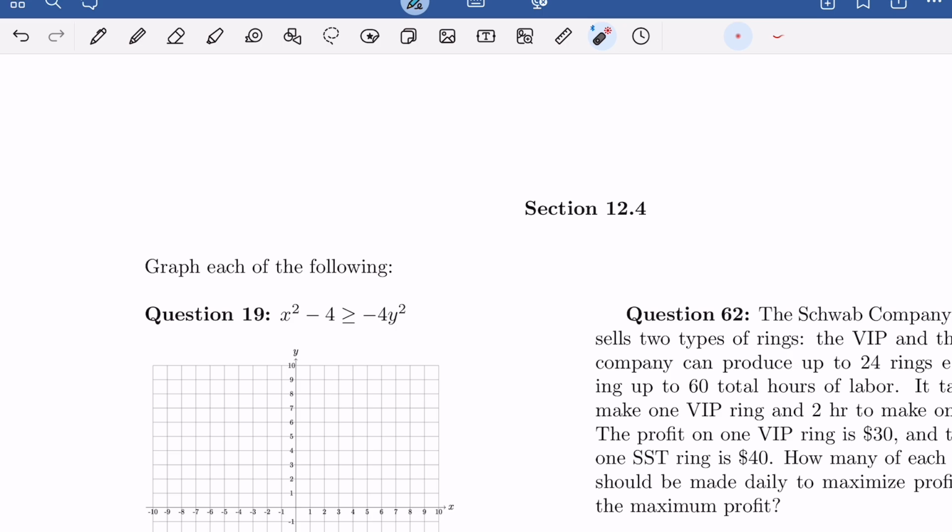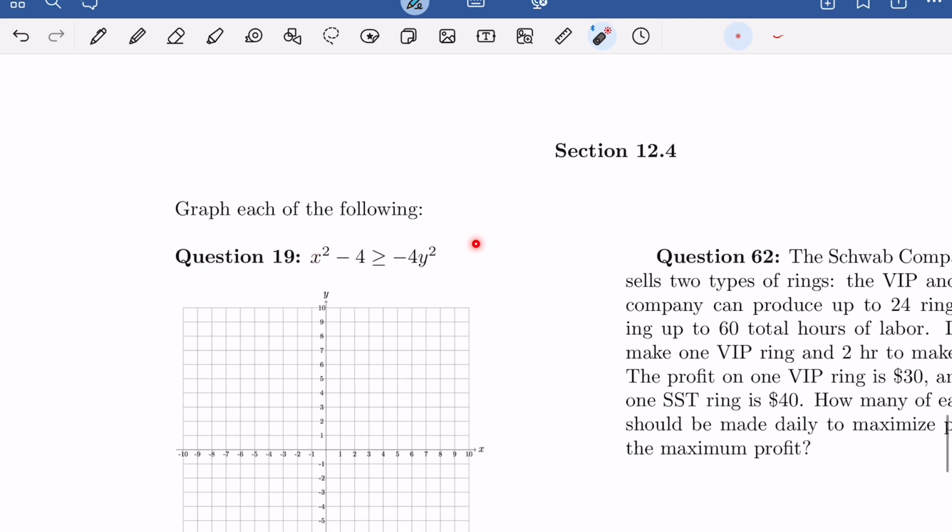Alright, so for this last section, section 12.4 here, we're going to be graphing inequalities. So starting with question 19 here, we want to graph this guy. Now notice we have an inequality with 2 variables that are both squared. So that tells me this might be a circle or an ellipse. But notice we have a coefficient in front of one of our squared terms, so I'm leaning more towards an ellipse.